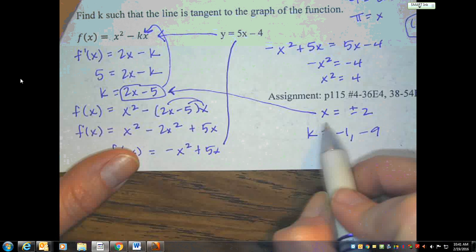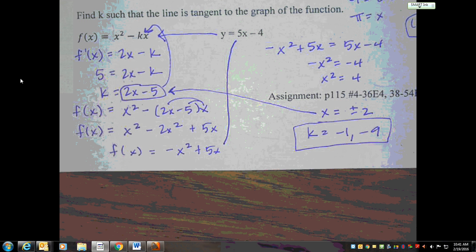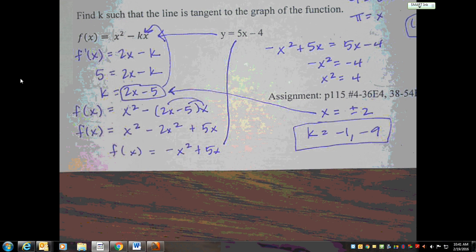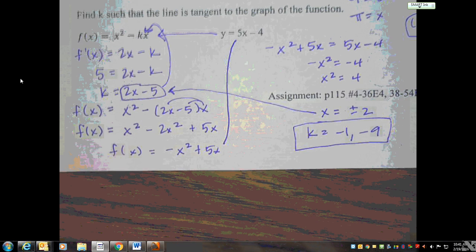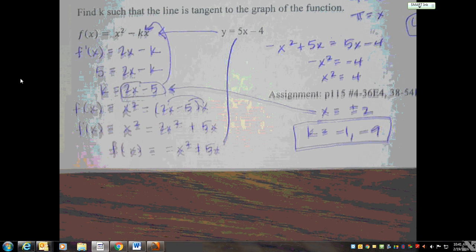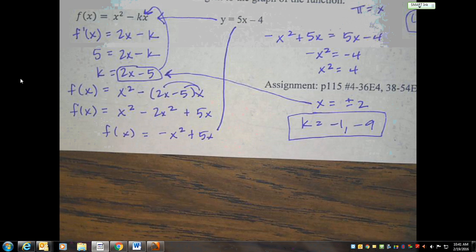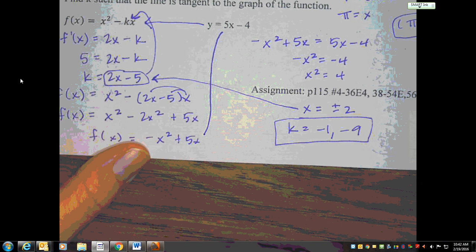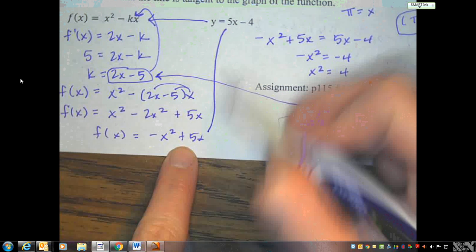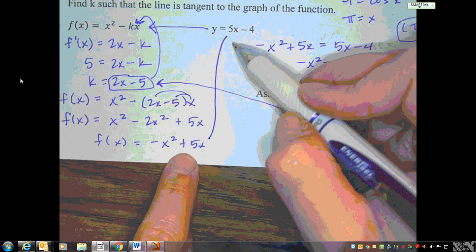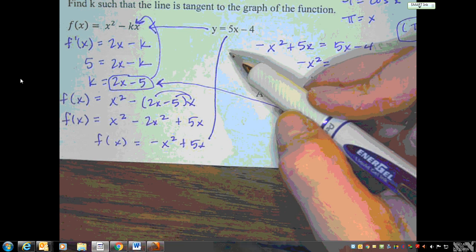So there are 2 places where that line matches up with the graph of the other one. Or there are 2 answers, I guess I should say, for k. Alrighty? Yes, ma'am. Because I was looking for a place where this function and this equation touched. So I need to know the address where that point was true for both of them.